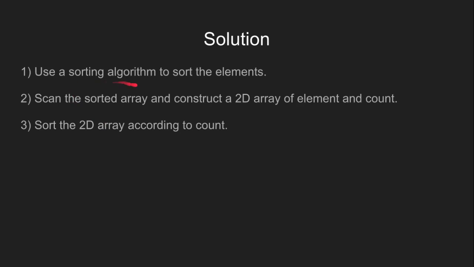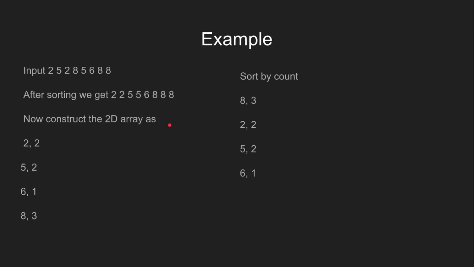Let's discuss the solution to this problem. First, we sort the array. Then, we construct a 2D array using every element's count. At last, we sort the 2D array on the basis of count. Let's implement the algorithm on this example.